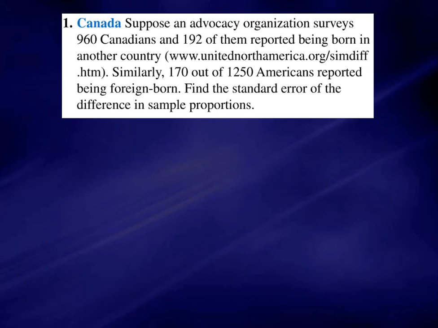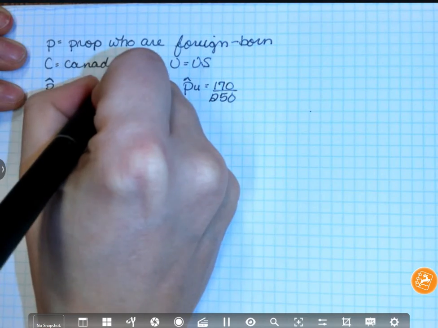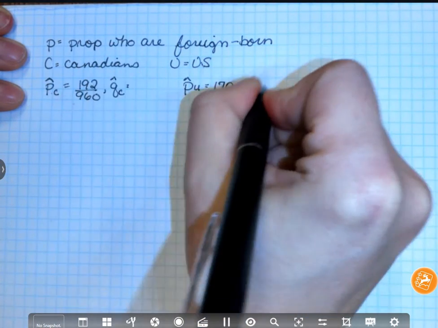So what I would do here, actually even before I start my standard error, I would say P hat for the Canadians is what? 192 over 960, and I would say P hat for the US is what? Okay. All right, so let's pull this back up so you can see. So I'd write those down. I would do my Q hats also, and you see I use my little subnotation here.